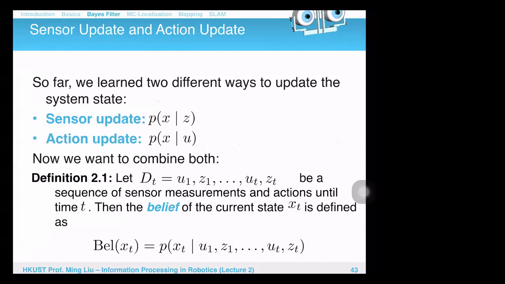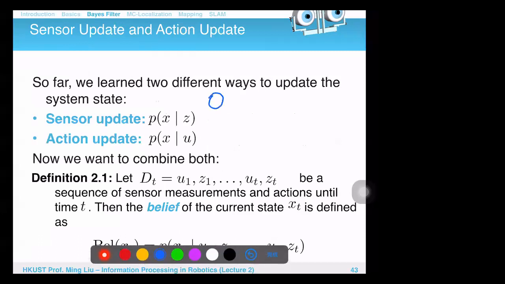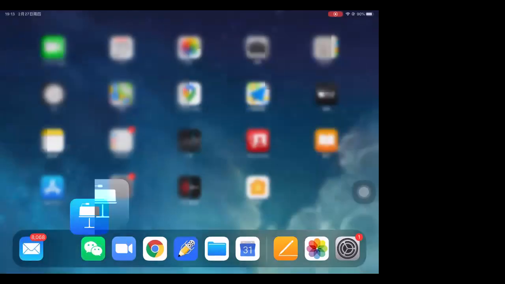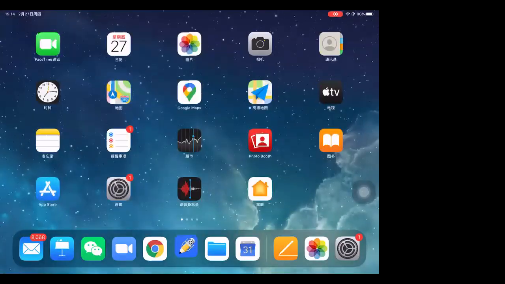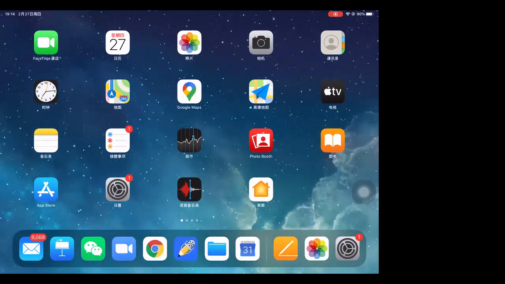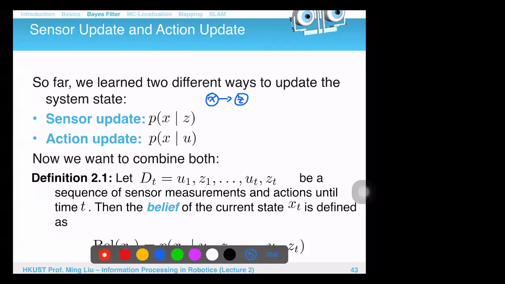Okay, so far we learned these two ways to infer the system state. One is called sensor update. We draw that on Notability. That's this one, right? You have Z1, probably also Z2, etc. This is a sensor update.